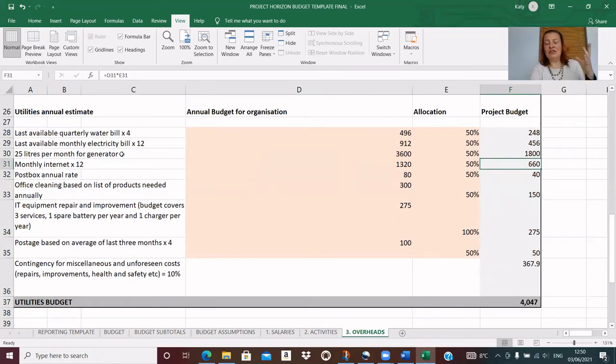I should say I'm using the word utilities quite generically, as often we need to split out between utilities, communications, maybe IT separately. But the more that we can actually aggregate things into an overheads budget, really the better, because then we're not wasting time putting things against one line and then reallocating it and monitoring quite small budget lines. If we can have a general pot, it's really to our advantage.